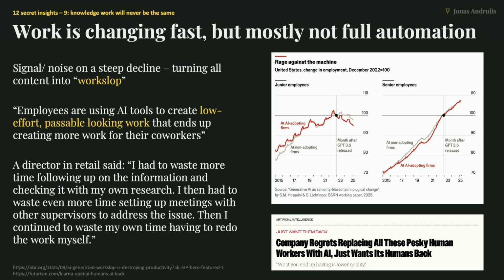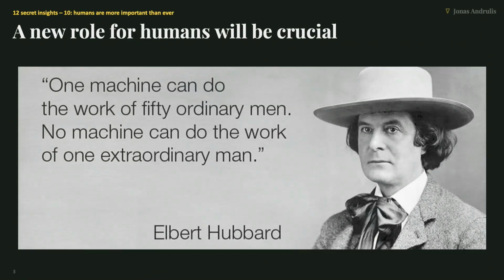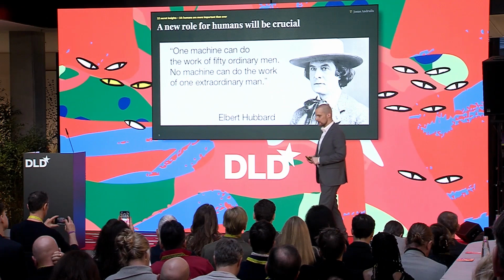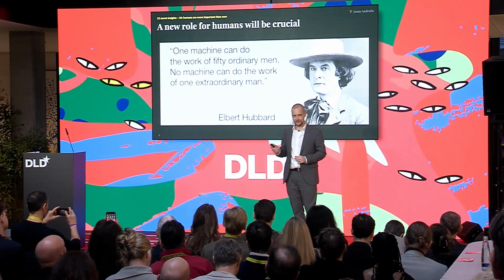So we need a new way to engage with humans, to give humans the power to use their knowledge and their experience, right? Because, okay, maybe one machine can do the work of 50 ordinary men, but no machine can do the work of an extraordinary man. And we need to build for that. The human, the expert, is not just the user that writes the prompt. We need a new paradigm for human-machine collaboration.